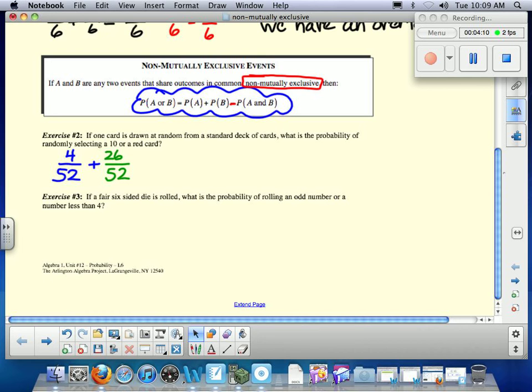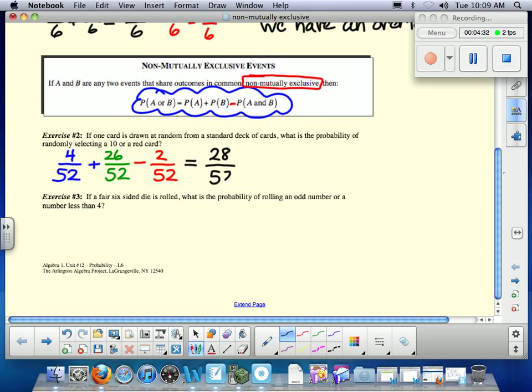26 out of 52. Do we have any 10s that are also reds? Yes. How many? 2. Good. We have 2 that are overlapped or double dippered. That'd be 28. So we have a 28 out of 52 chance. Do we have to reduce it at all? You do not have to reduce. You're welcome to, and if you do this on your calculator, it will, but you do not have to.